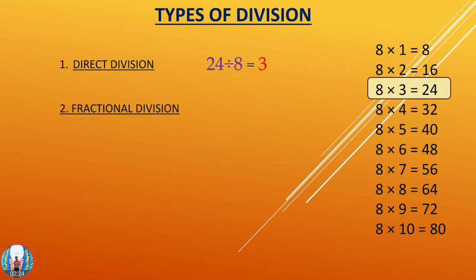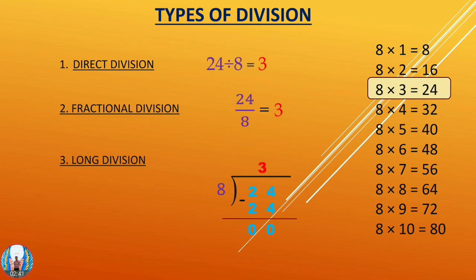The second one is fractional division. In this division, we read the table of the denominator to get the numerator. Here, same, 8 3s are 24. So the answer is 3. And the third one is the long division method. In the long division method, we just keep the dividend in the middle and we divide by the divisor and we write the quotient on the upside or right side. Here in this case, 8 3s are 24.